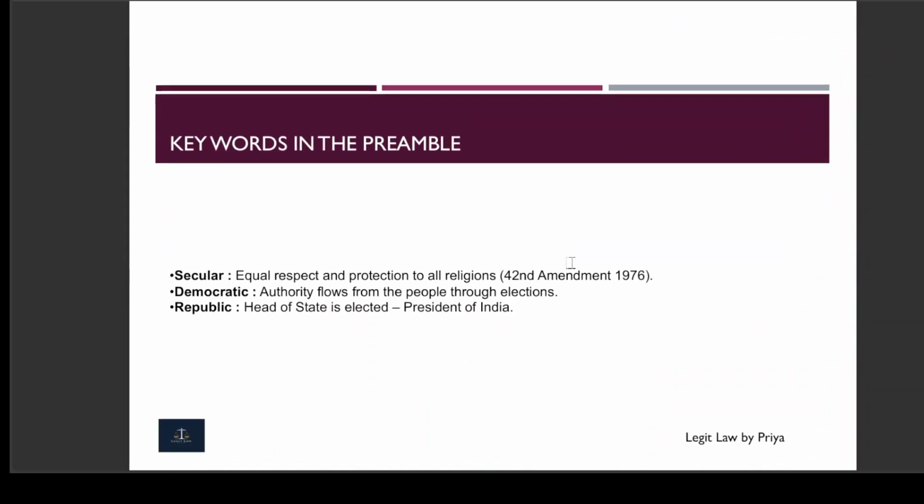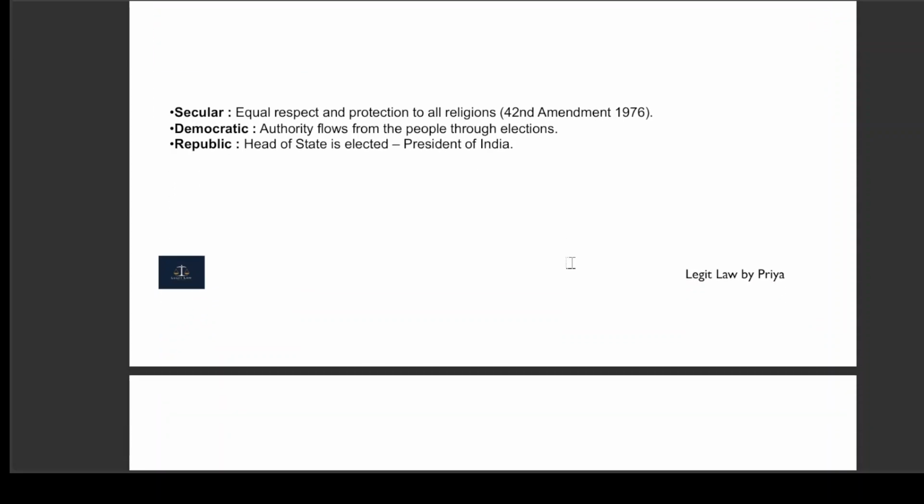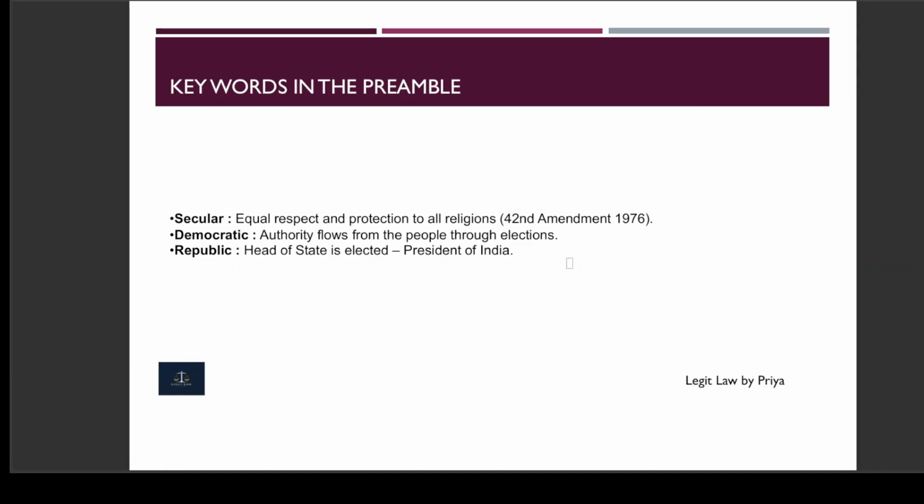Now coming to the next keyword, secular, which was also added by the 42nd Amendment. Secular means that our country, India, has no official religion, and it respects and protects all religions equally. Our India has no official religion, and here every religion is protected.